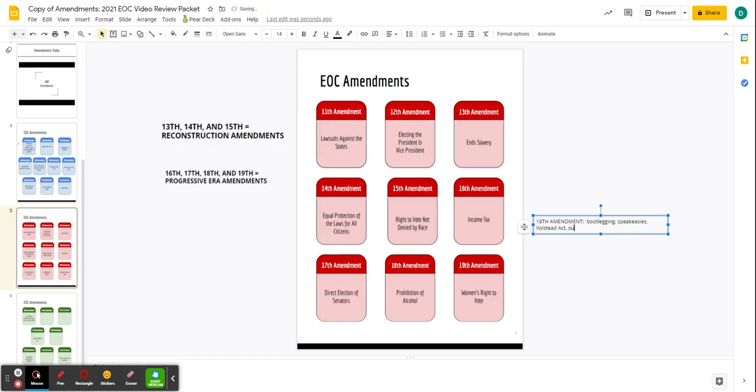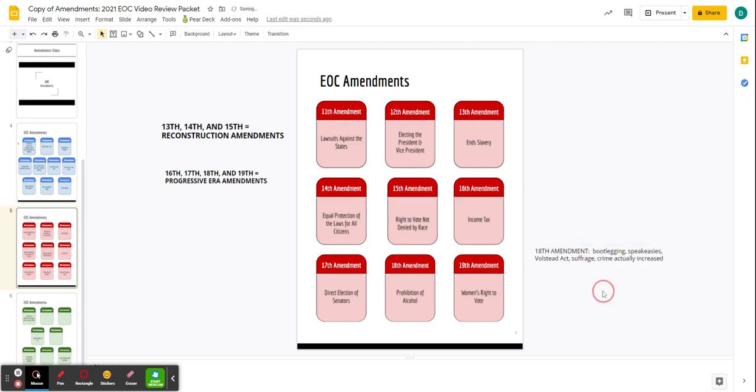And then we have suffrage, the right to vote, because the right to vote was tied in with getting the prohibition of alcohol passed, even though women didn't have the right to vote. And then we have crime actually increased. They passed the prohibition of alcohol thinking that it would do away with a lot of society's problems, but it actually did the opposite and led to an increase in crime.